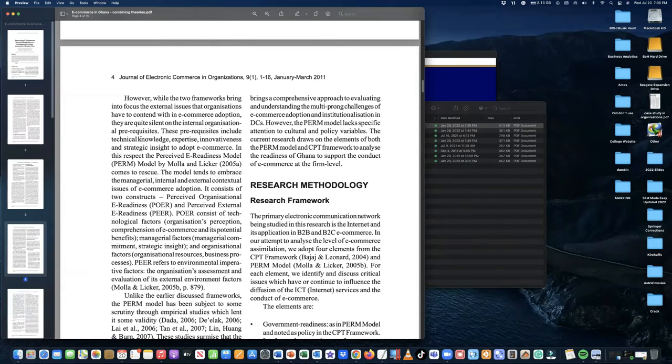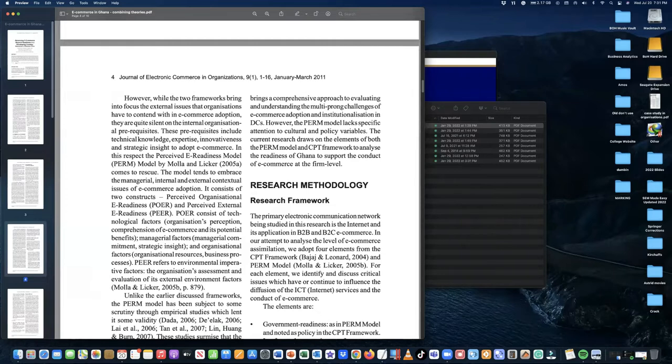The model tends to embrace the managerial, internal and external contextual issues. It has got the managerial, it has got the internal, it has got the external. So what it's doing is bringing the different categories of factors together. It consists of two constructs: the perceived organizational readiness, and then the perceived external readiness. So one is looking at the factors inside the organization, and this is looking at the external factors. While the TOE just looks at organization, environment, and technology, the PEM model looks at organizational readiness for e-commerce and the external readiness for e-commerce.